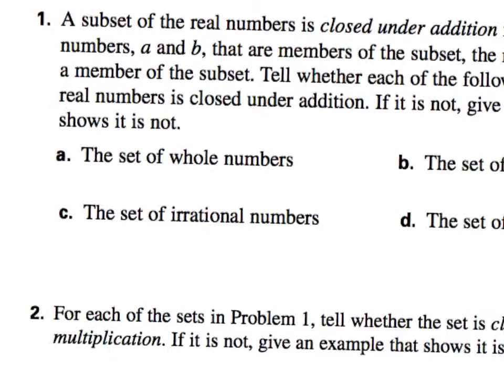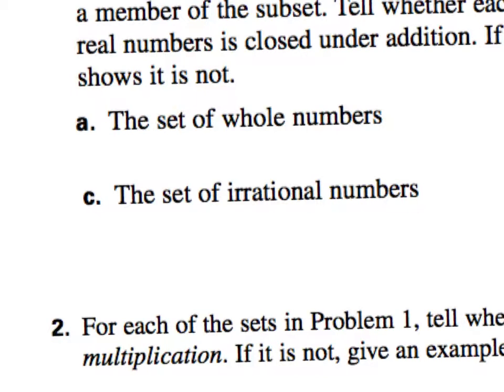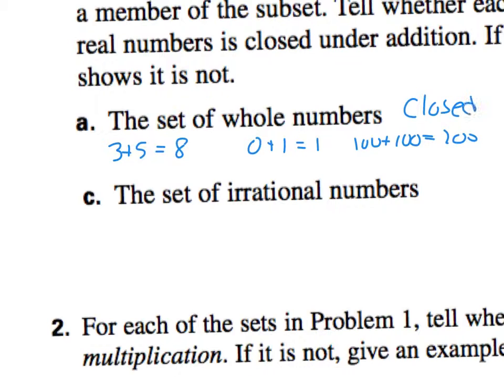So let's look at the first one, the set of whole numbers. So what we do is just test a few things. 3 plus 5, those are whole numbers. Oh look, it gives me a whole number. Let me throw it off. 0 plus 1 gives me 1. Let me try a big number, 100 plus 100. Oh, that gives me 200. It's still a whole number. The answer, it's closed. Why? Because whenever you add a whole number plus a whole number, you always get a whole number.